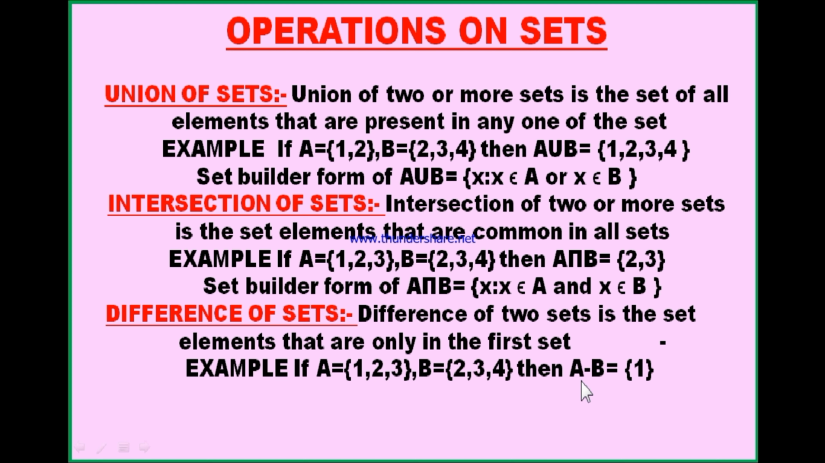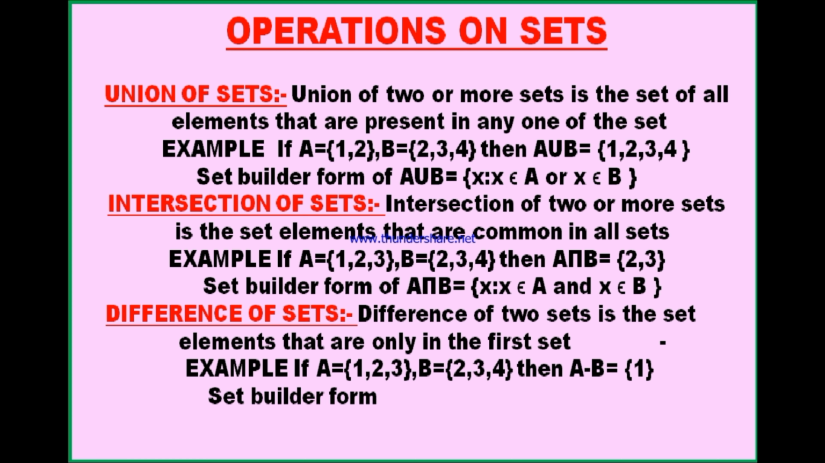A minus B means you have to write the elements that are present in the first set only, which are not in the second set. Now, if you observe 1, 2 and 3, these 2 and 3 are also in B. But only 1 is the element that is present in the first set. Therefore, if we list out all the elements that are present in the first set only, then this is called the difference of sets. Okay.